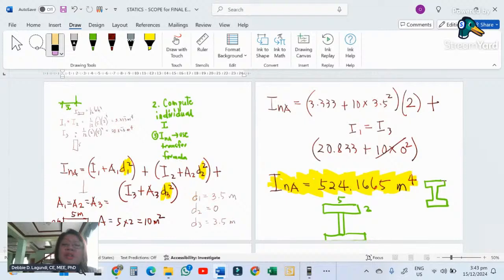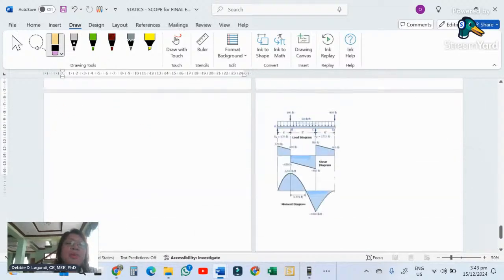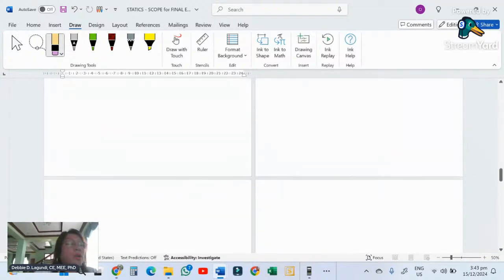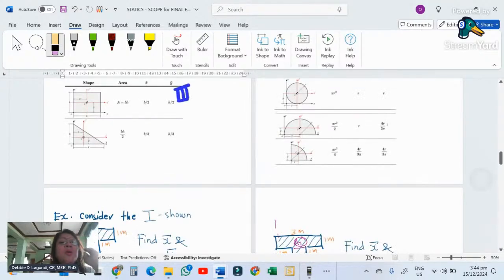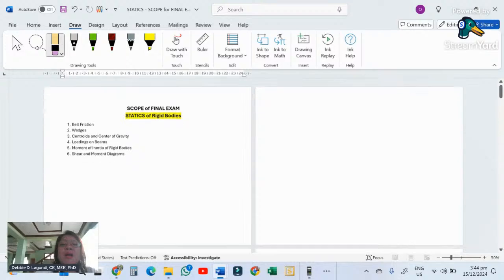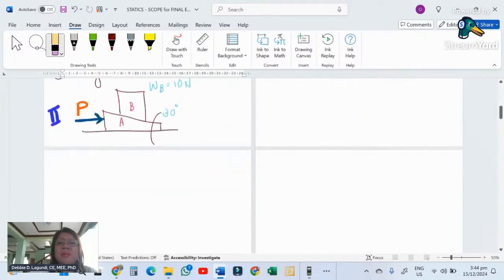Now we're going to shift to loadings of beams. There are 3 topics in this video, because I promised my students that I'm going to discuss to them the 3 topics that we were not able to reach because of the typhoon, and they are also included in the exam. Okay, so now the loadings on beams.